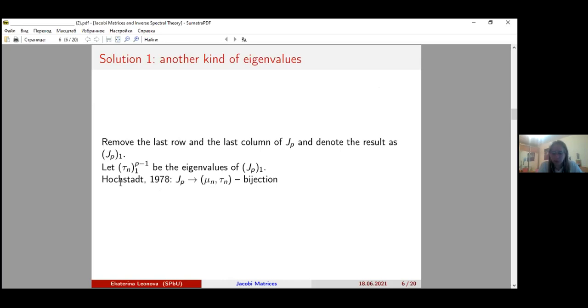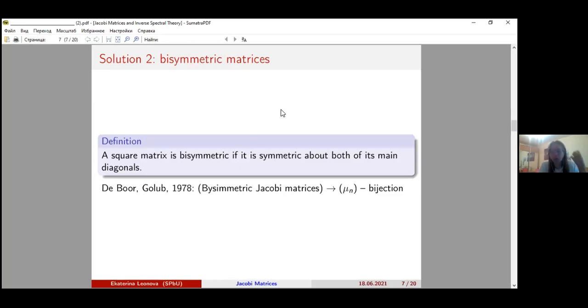It was proved by Hochstadt in 1978 that if we take the set of eigenvalues plus these special eigenvalues, then we will have a bijection with the set of all Jacobi matrices with the coefficients AP greater than 0.